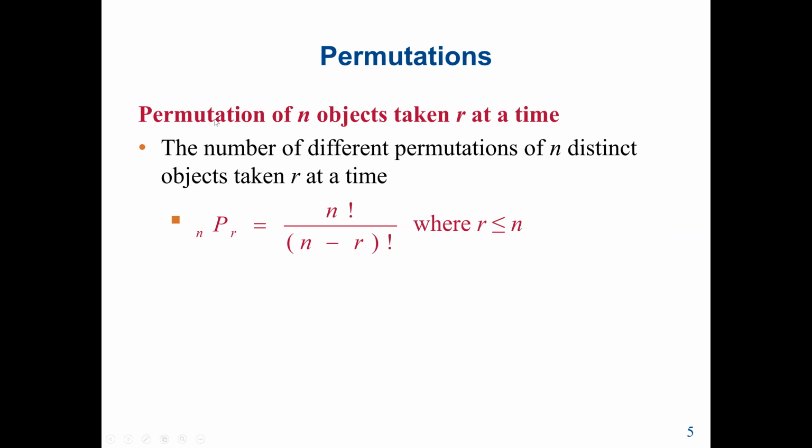In permutation, the order of items is important. So 1, 2, 2 is not the same as 2, 1, 2. Even though we have 1, 2, 2, which means we have two 2s and one 1, the arrangement 1 2 2 is not the same as 2 1 2. Combination will be the same because the order of items is not important.